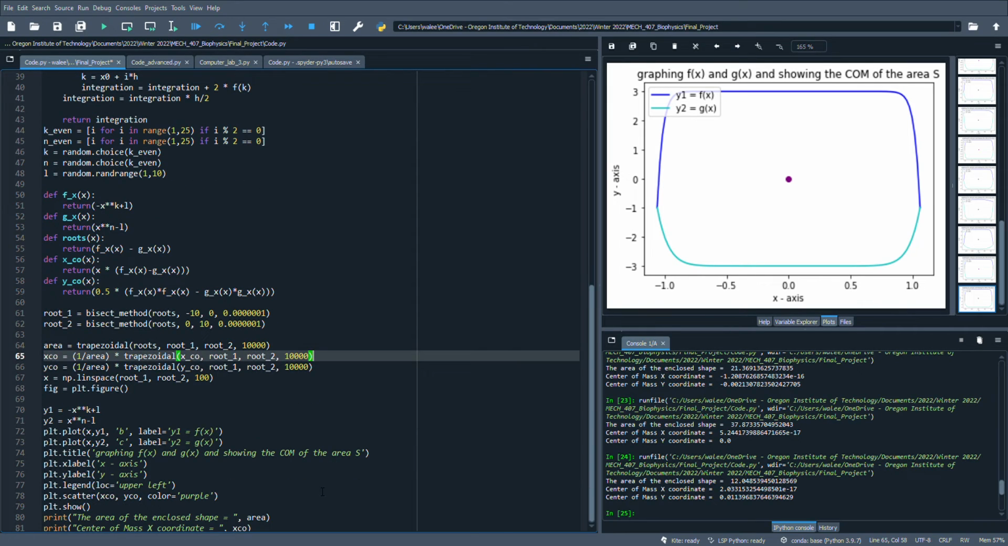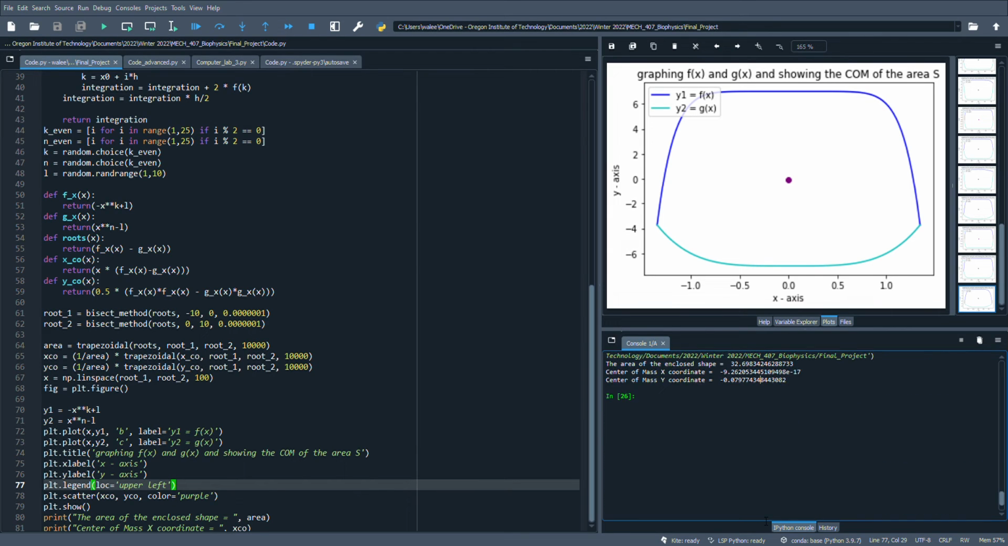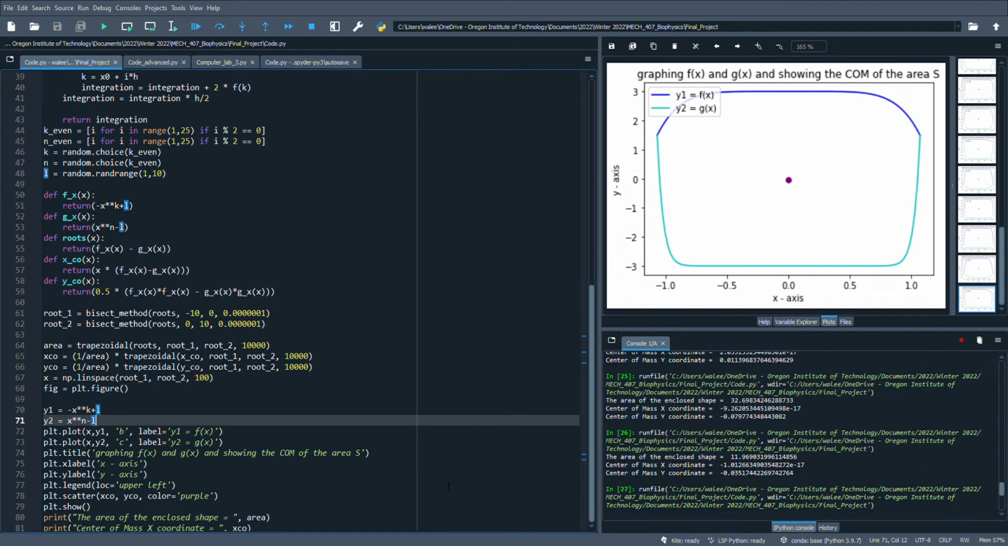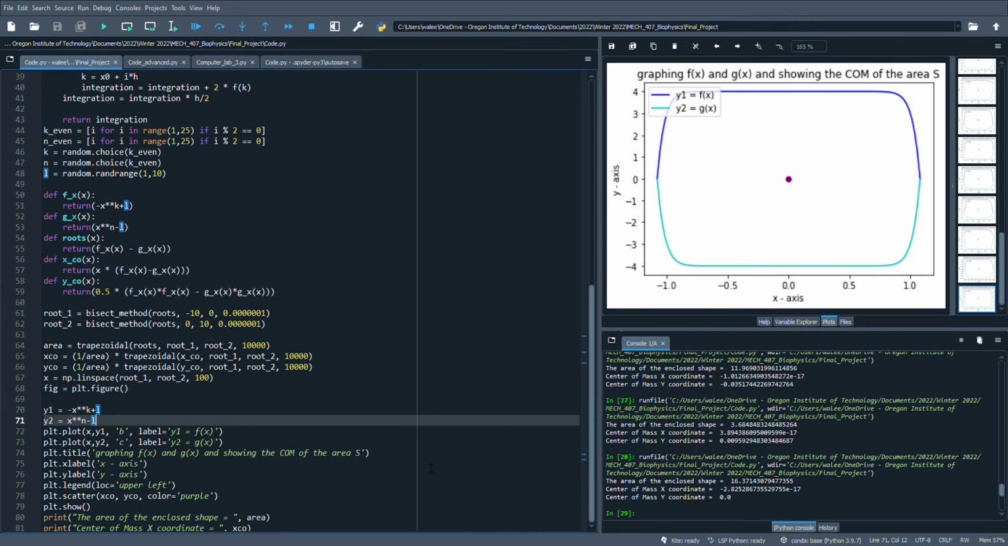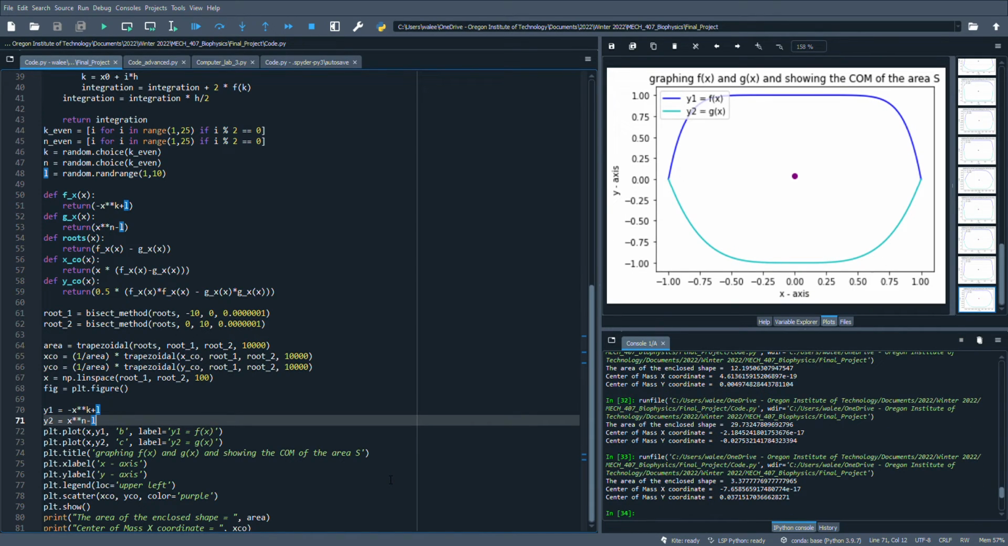And then let's try it. When you run it the first time, you get the center of mass here. It tells you the x coordinate of the center of mass, which is almost 0 here, and the y coordinate, which is also very close to 0. Yeah, I thought it was something interesting.